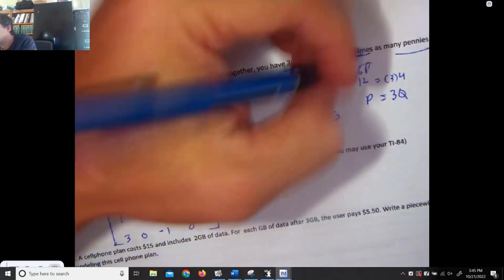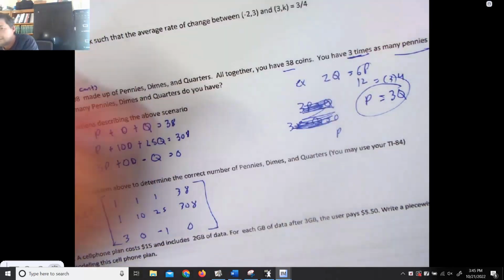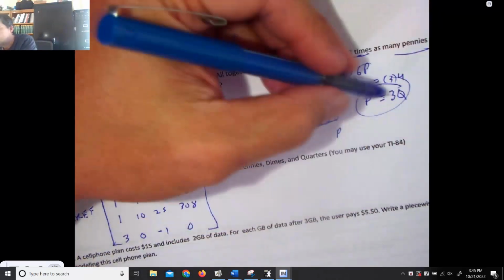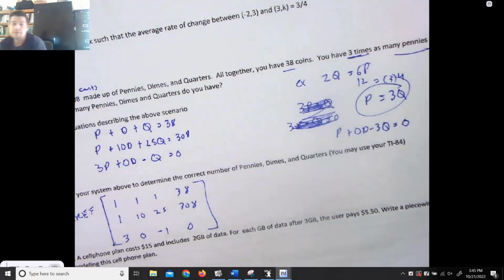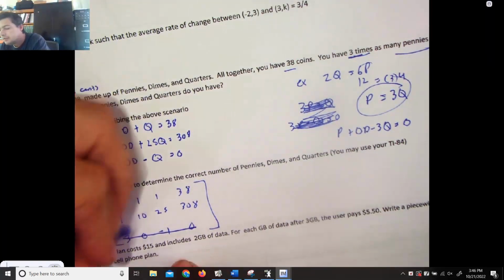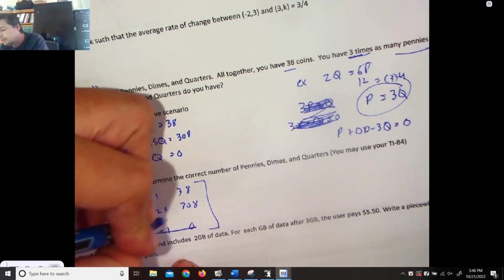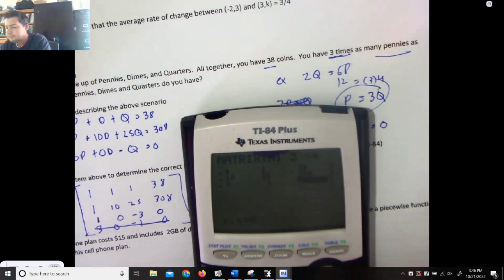It probably was wrong the first time I did this thing. Let me play with this thing. If I shift, and I'm sorry about the mistake at home if I'm confusing you. If I shift that 3Q over, it's going to be P plus 0D minus 3Q equal to 0. So look, I'm guilty of the same mistake. Now that's going to change this line right here in my matrix to 1, 0, negative 3, 0. That's going to make all the difference in the world.